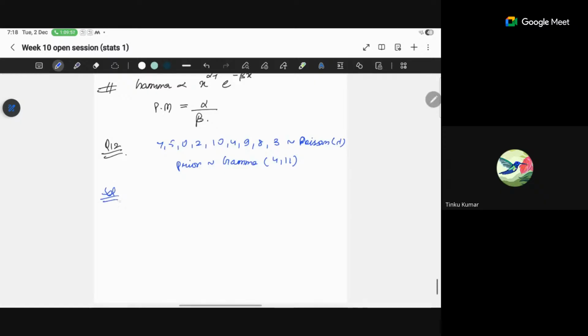Okay, let's solve this. First, we will find the likelihood. Likelihood is the product of i going from 1 to how many samples do I have? 1, 2, 3, 4, 5, 6, 7, 8, 9. So we have 9 samples.